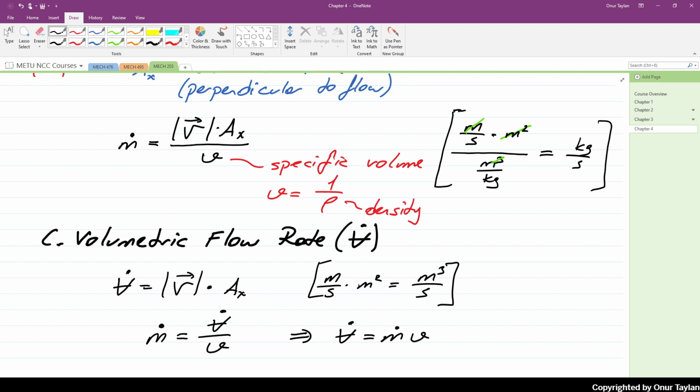So I will stop the video here. In the next video, in section 3 of chapter 4, we will go into the energy balance, or the first law of thermodynamics, for control volumes specifically.